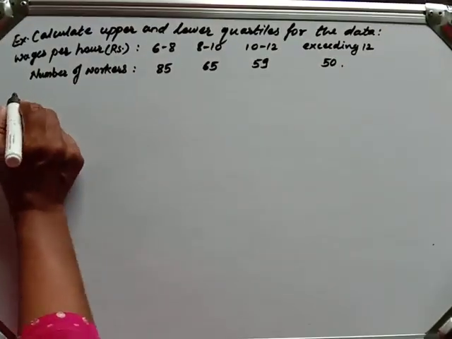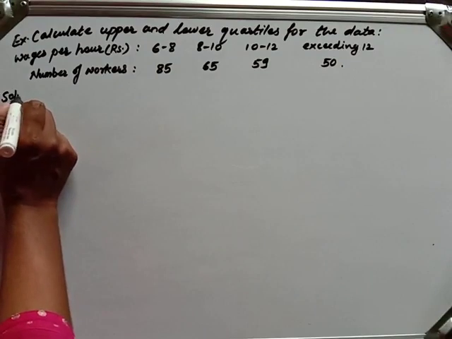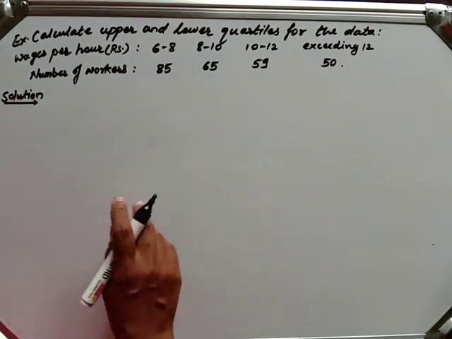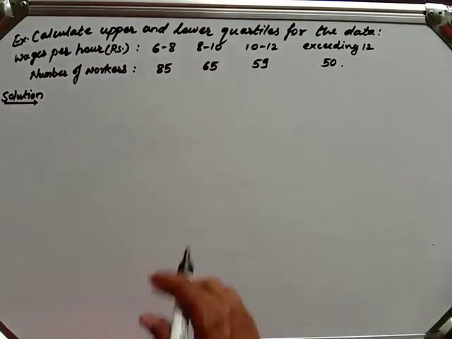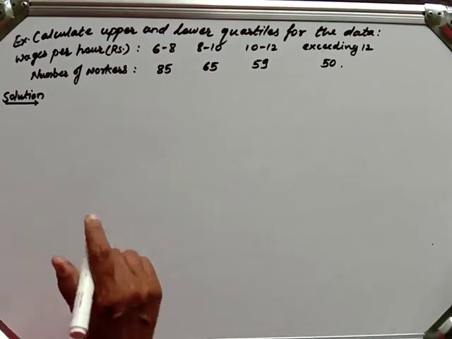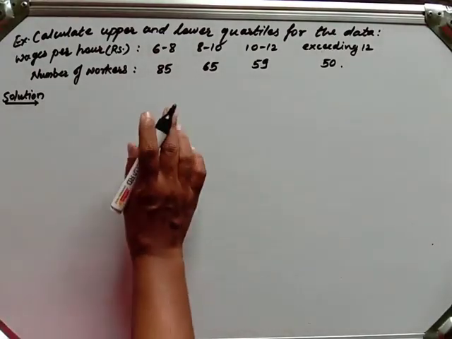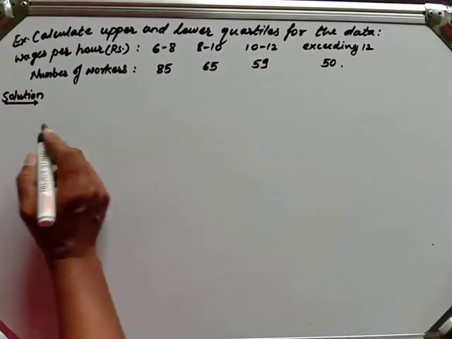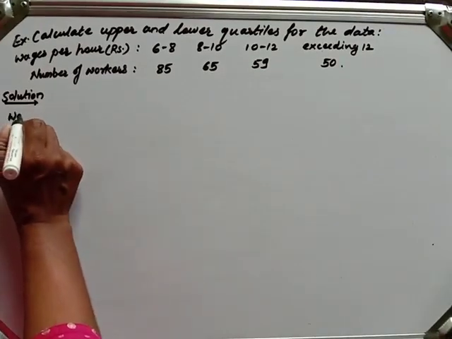Now while calculating the upper and lower quartile, first of all we need to obtain the less than type cumulative frequency. Clearly these classes are continuous, so there is no need to work on them. Simply we have to obtain the cumulative frequencies and then follow the procedure. So now let me prepare a table for that.